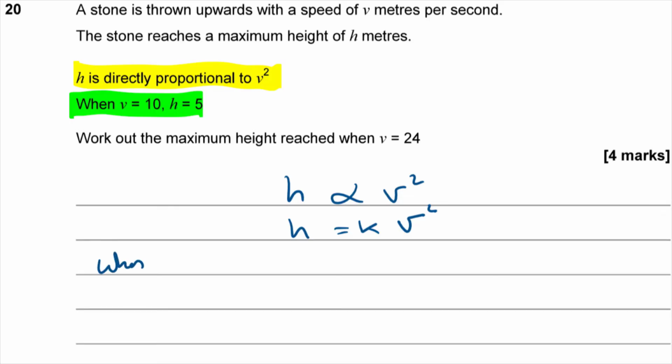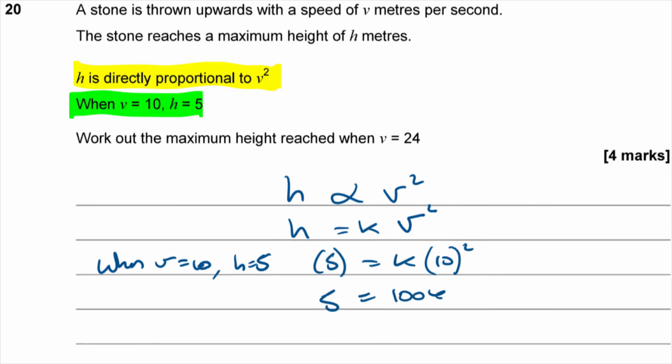So when v is 10, h is 5. So subbing those in, 5 equals k lots of 10 squared. So you can see the only thing we don't know there is k. So 5 equals 100 k, which gives me k is 5 over 100, or 0.05. So that's my value of k.